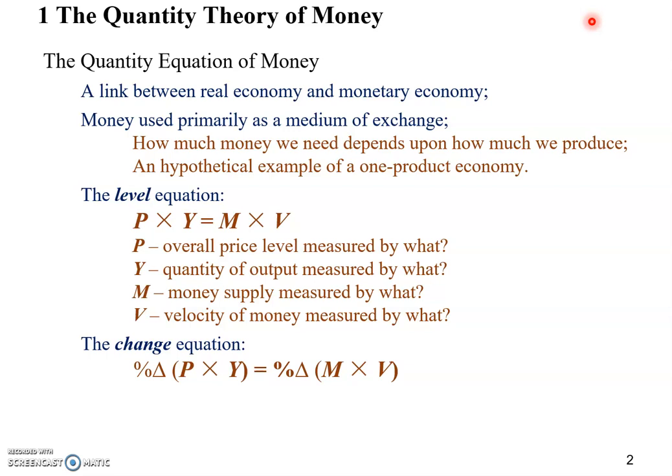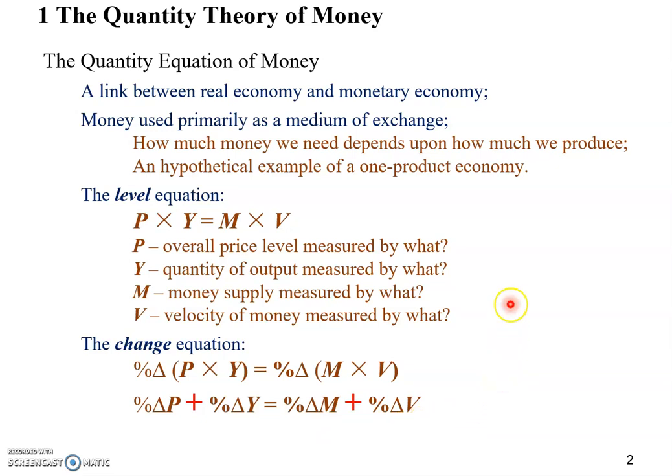Now, here, mathematically, we believe that if we open the brackets, the percentage change of a product of two variables should be equal to a sum of the percentage change of each variable, okay? In other words, we should put the plus sign here in between, for both sides of the equation. So the percentage change in overall price level plus the percentage change in real GDP should be equal to the percentage change in money supply plus the percentage change in velocity, okay?